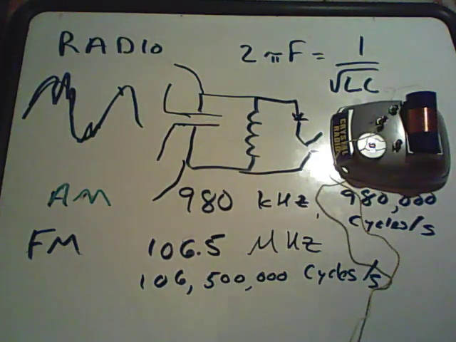With these old radios, you have big chunky circuit elements. Modern radios, cell phones, that kind of thing, it's all digital electronics and becomes much more complicated, but this is still the basis.